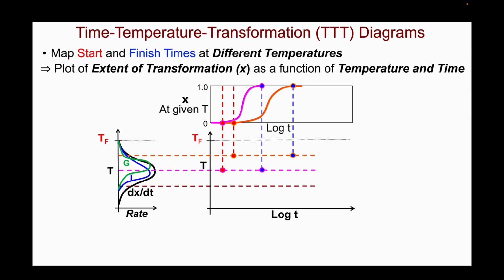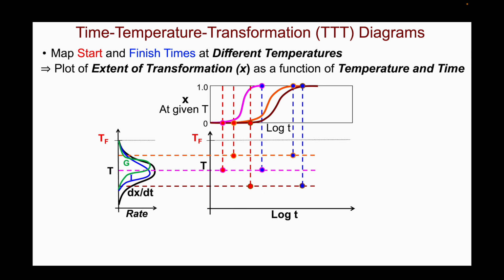Now we'll go to a much lower temperature, a much higher undercooling, shown in brown. Here, the rates of nucleation and growth are even slower, so the times are even longer. Let's indicate them on the top diagram. And again, we'll map these onto the bottom plot.